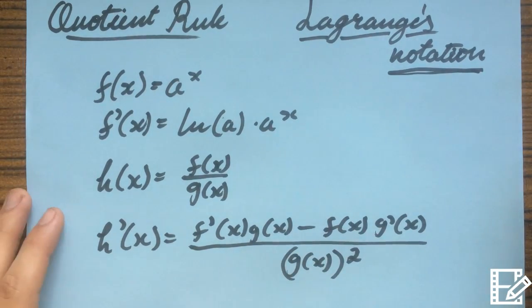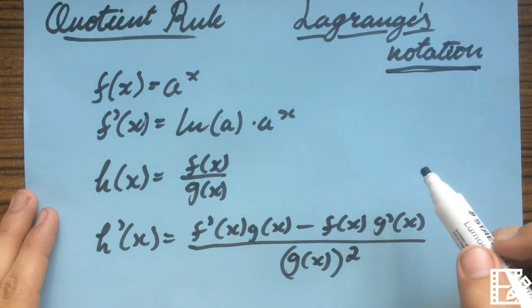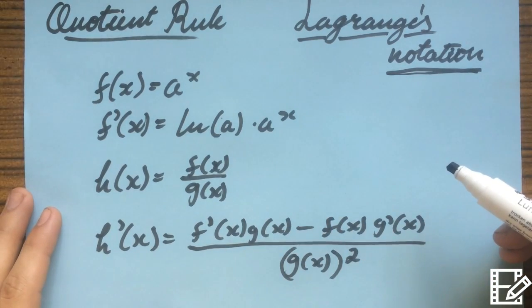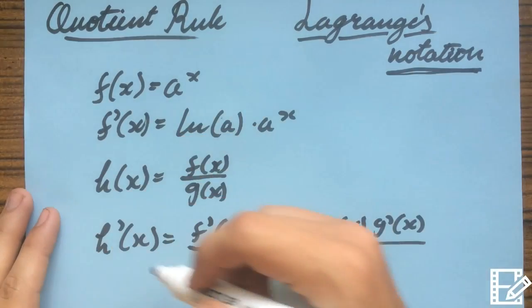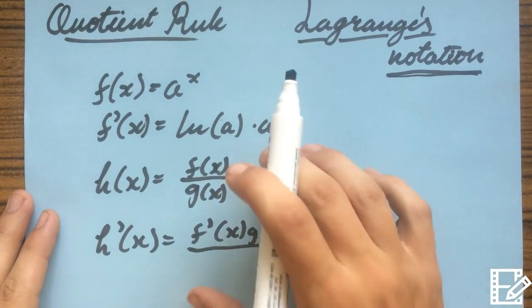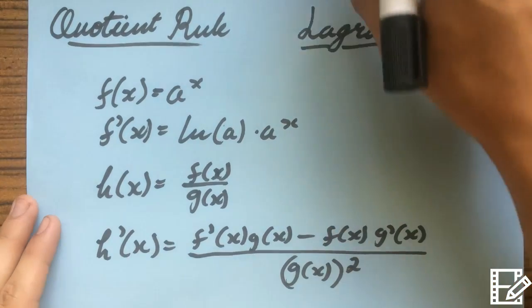That's just it. Here is Lagrange's way of doing the quotient rule, just a notation. These are the two major topics, things we'll be focusing on this tutorial. Let's just start with an example.